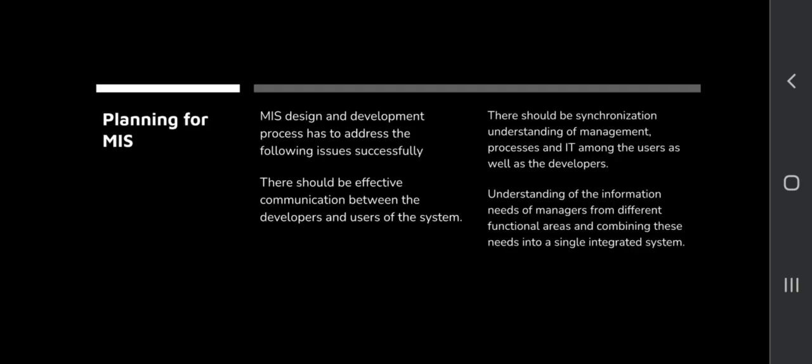The MIS design and development process has to address the following issues successfully. There should be effective communication between the developers and the users of the system. There should be a conjunction in understanding of the management process and IT, among the users as well as the developers. There should be an understanding of the information needs of managers from the different functional areas, combining these needs into a single integrated system.